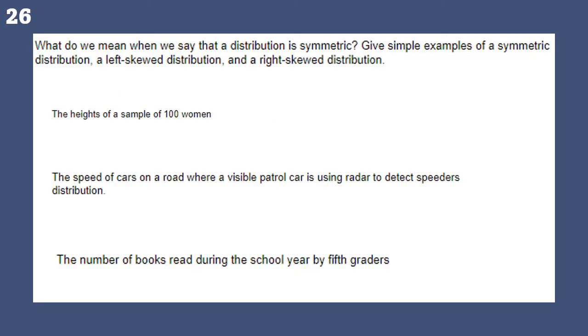What do we mean when we say that the distribution is symmetric? Symmetric means that both sides of the distribution look the same. We expect to have some low numbers, some high numbers, and about the same distribution on either side. That's what symmetric means. An example of that would be the heights of 100 women.